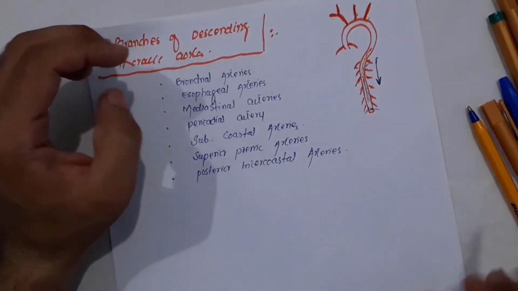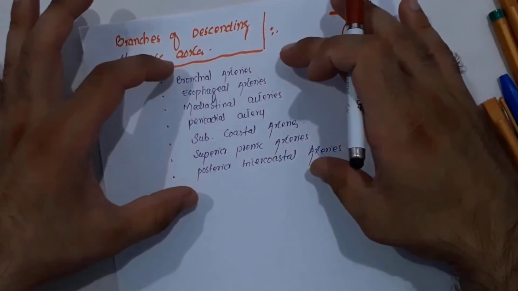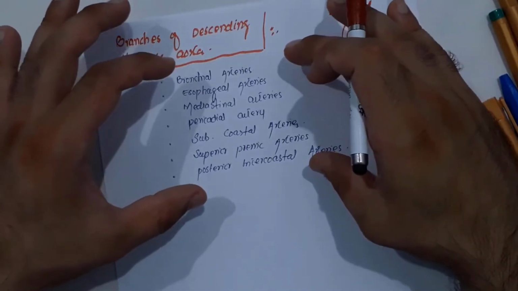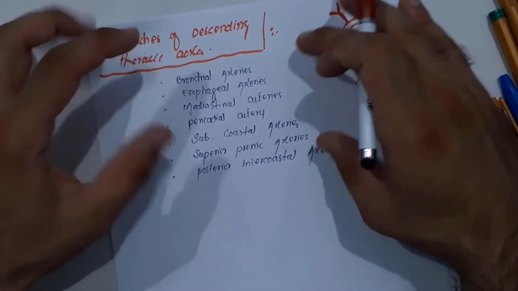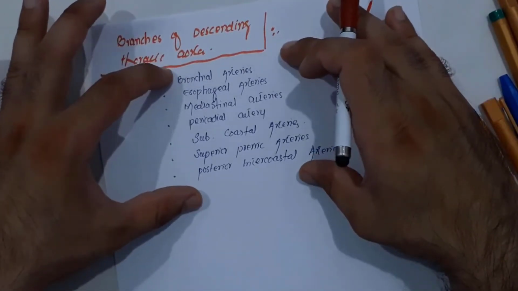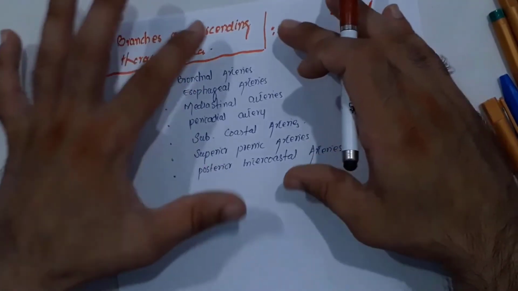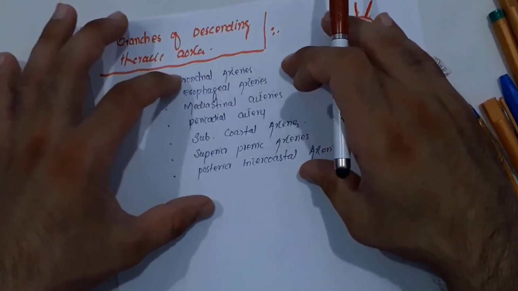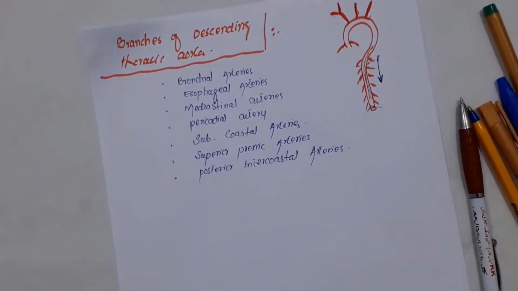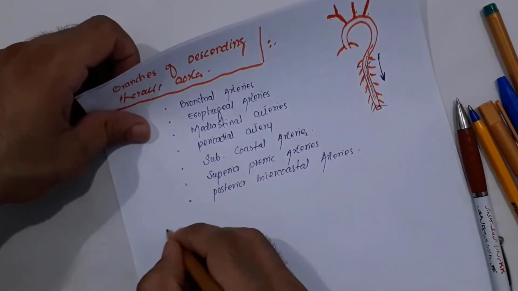Friends, one very important thing: all these arteries that I have mentioned directly arise from the descending thoracic aorta. That's why we say that these are the branches of the descending thoracic aorta. So let me first discuss the bronchial arteries, the first one.